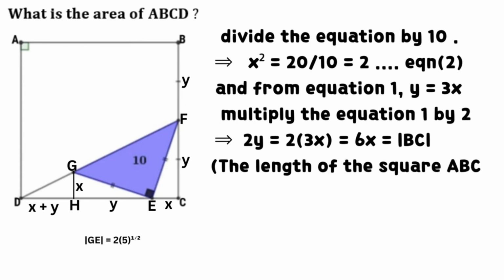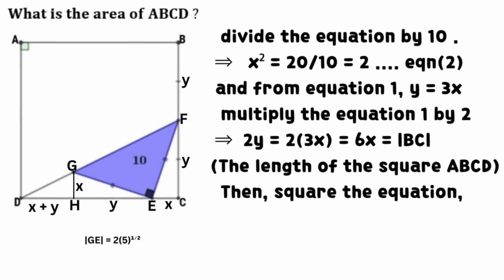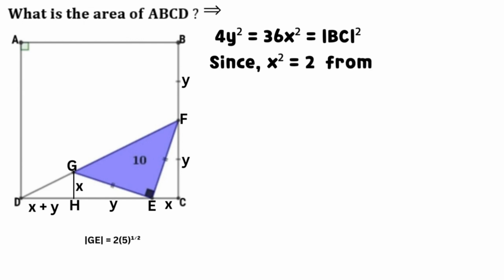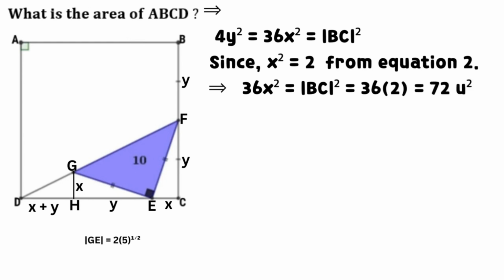From equation 1, y equals 3x. Multiply equation 1 by 2: 2y equals 2 times 3x, which equals 6x, which equals BC, the length of the square ABCD. Then square the equation as shown. It implies that 4 times the square of y equals 36 times the square of x, which equals the square of BC.